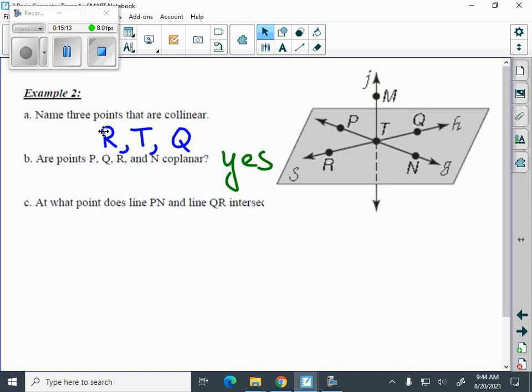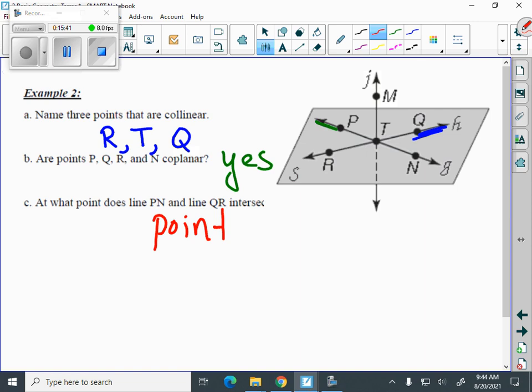Finally, at what point does line PN, so now we're going back to Aiden's terminology here. Here's line PN, starting here, and line QR. Here's line QR, just on the video so you can see what I'm talking about. Where do they intersect? And it looks like they intersect at 20. Right here are where the two lines intersect.